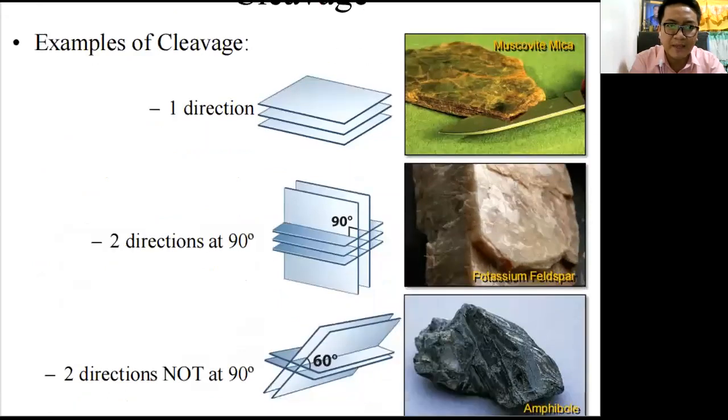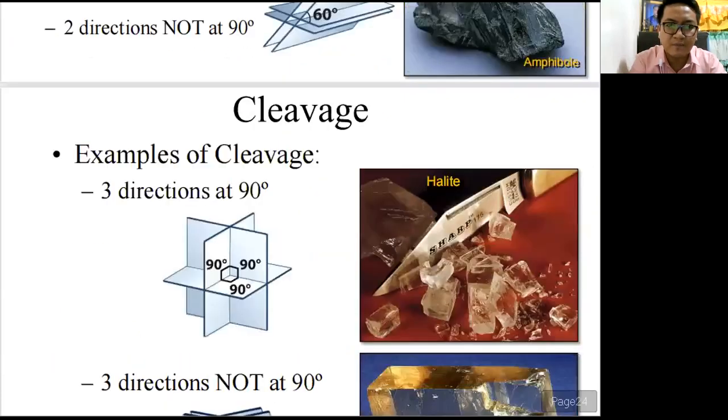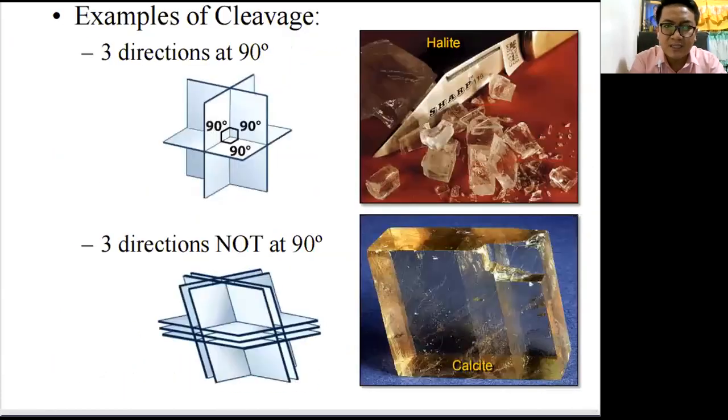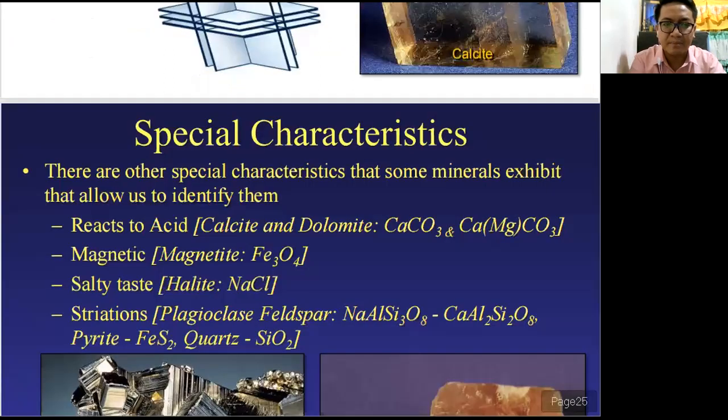Ayan po, example of cleavage, one direction, mica, yung minerals po na to. Ito po si feldspar, two directions at 90 degrees. Ito po si amphibole, meron po siyang two directions but not 90 degrees, which is 60 degrees. Another po from the cleavage, three directions at 90 degrees, the halite. Three directions but not 90 degrees, the calcite. So yun po yung meron po tayong mga sample po kay cleavage.